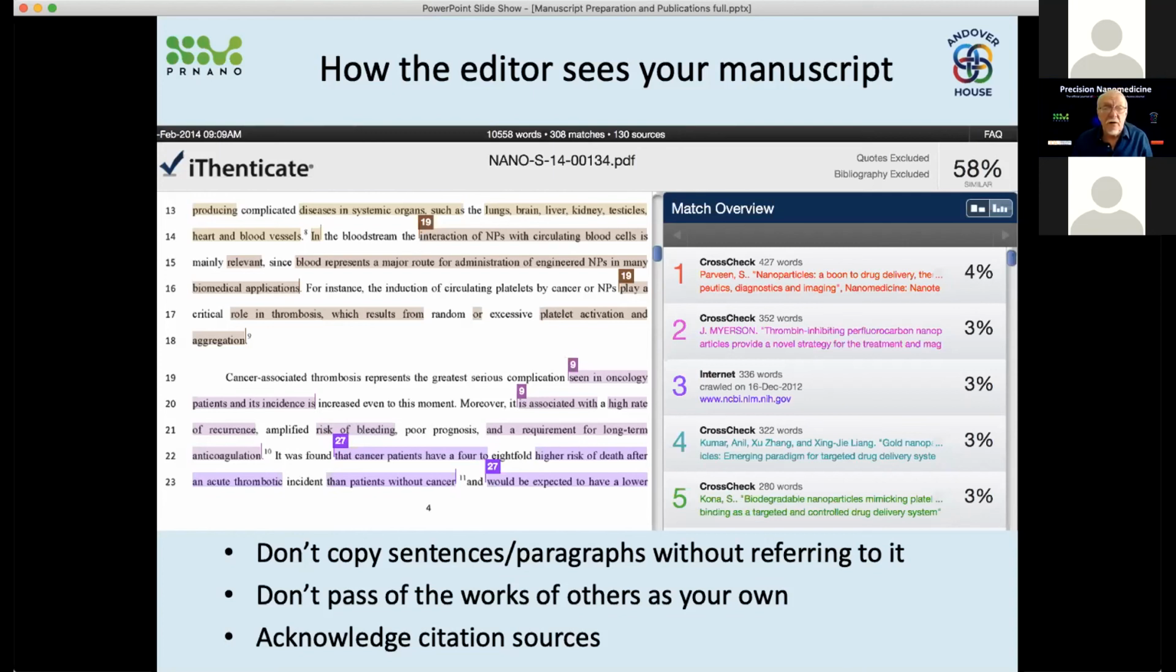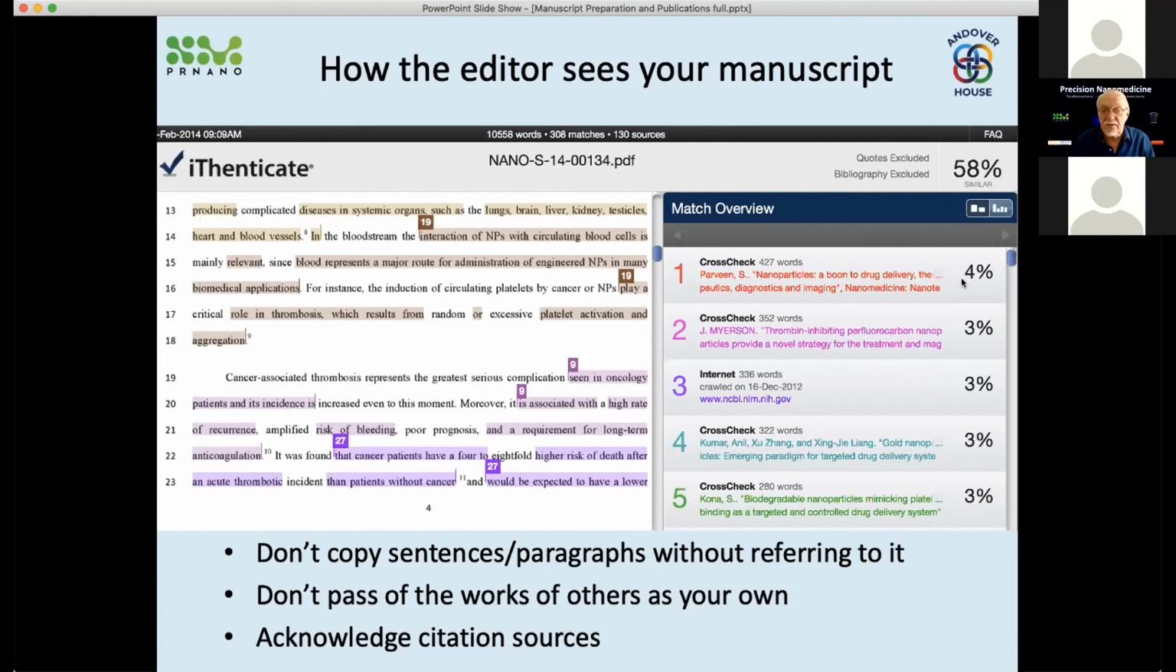At the top, it says 10,558 words, 3,000 images, 130 sources. This is the internal code. Bibliography excluded, quotes excluded. So that's why it's important to quote if you take something from another paper. This is actually a review, so 58% similarity is not horrible. A review is not supposed to be totally new, totally original. And the color coding tells which article, which source it came from.